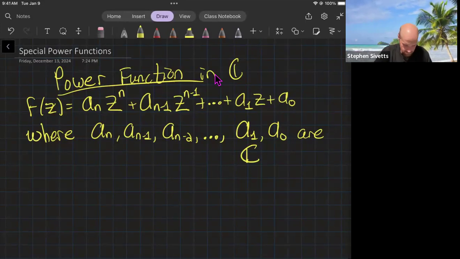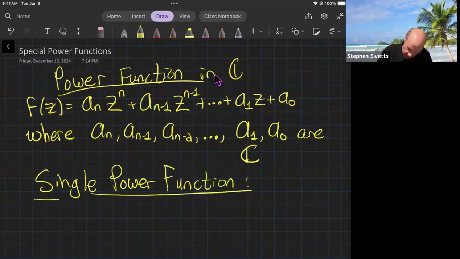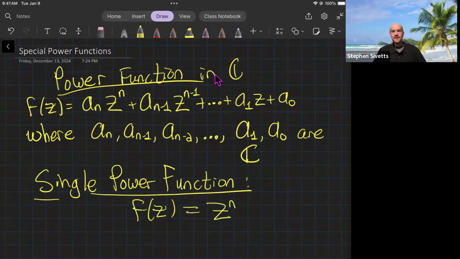And the single power function just looks like this. It's just a singleton power, z raised to the n power. Those are different types of power functions. You have a sum of coefficients along with different powers on z, or you can have a singleton power function.